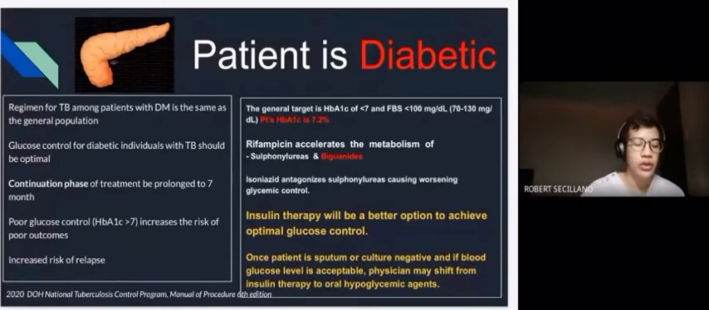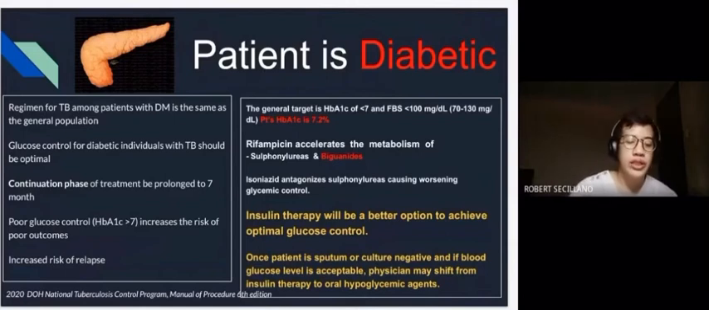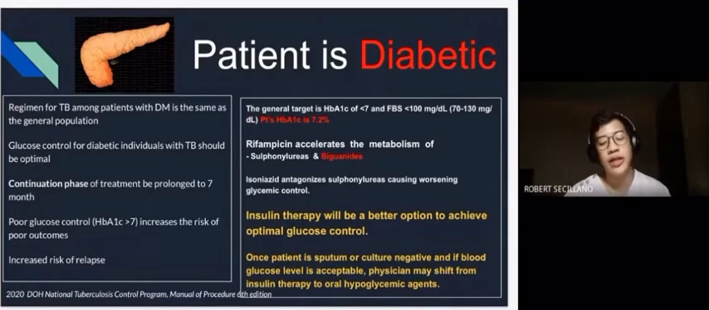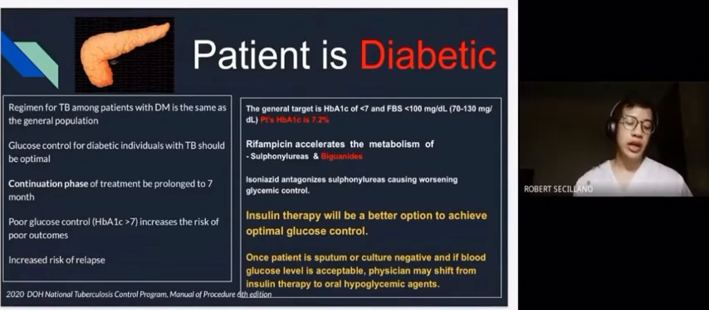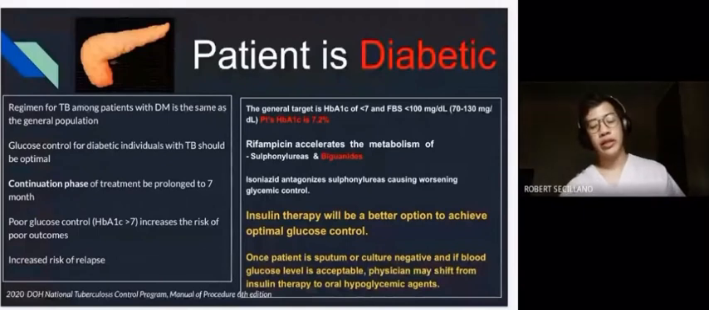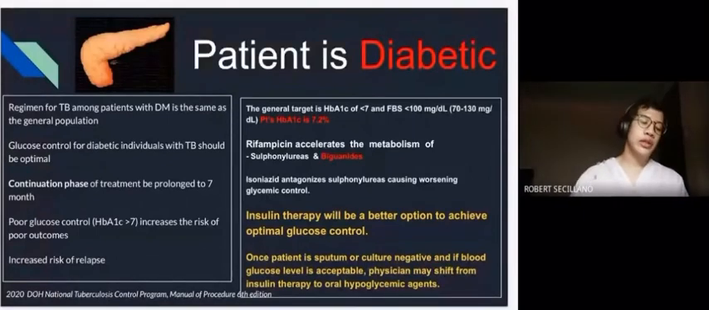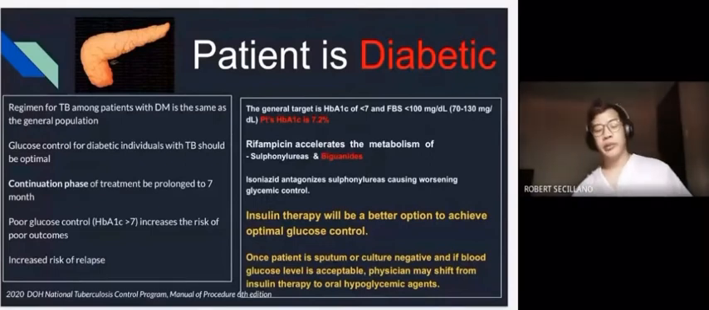So for glucose control, an HbA1c of more than 7 increases the risk of poor outcome, and it can increase the risk of relapse and poor treatment. So the general target of HbA1c of less than 7 and FBS of less than 100 milligrams per dL is our general target for this patient. So the patient in our case is slightly elevated at 7.2%. So the patient is uncontrolled. The patient has uncontrolled diabetes.